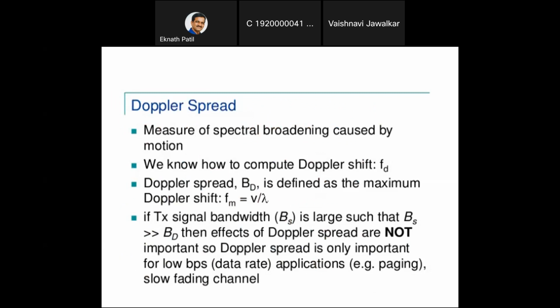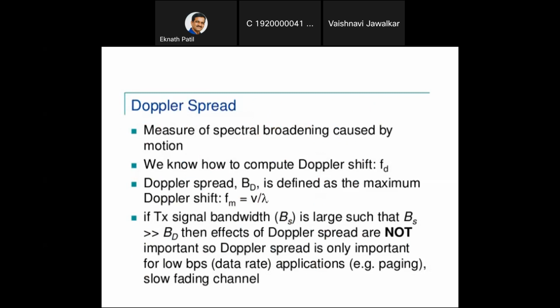Doppler spread we have discussed a little bit earlier. Doppler spread is nothing but change in frequency, a measure of the spectral broadening caused by the motion. We know how to compute the Doppler shift, that is fD. Doppler spread BD is defined as the maximum Doppler shift, and it is equal to fm = v by lambda.